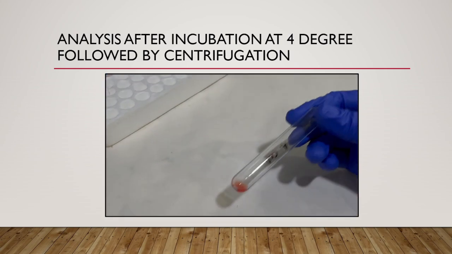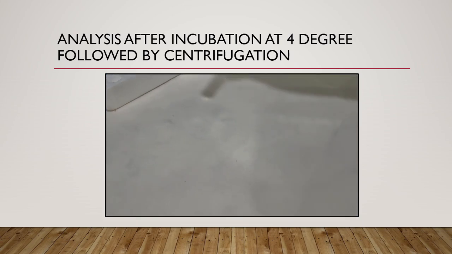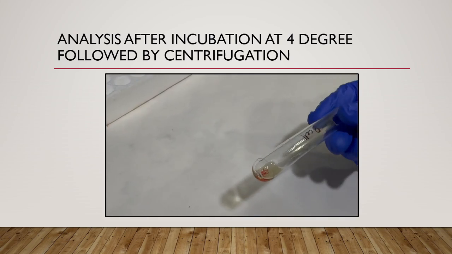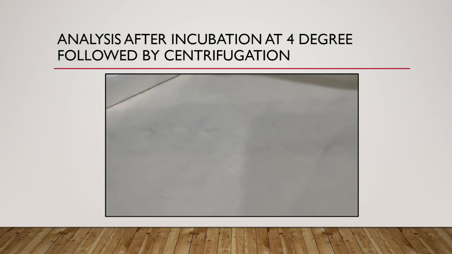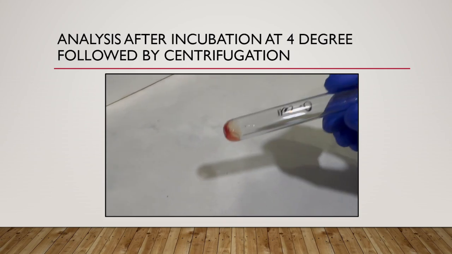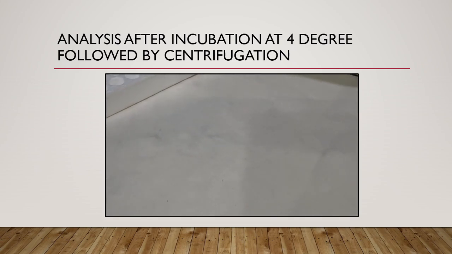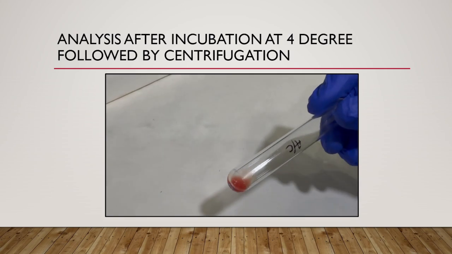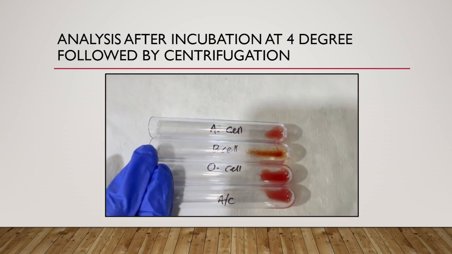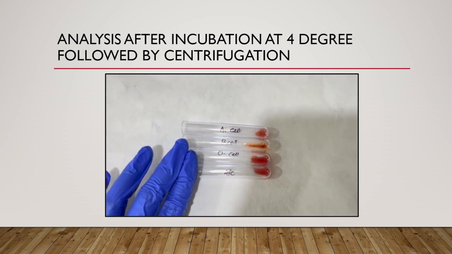Coming to reverse grouping, there is no reaction in A cell. In B cell, after gently shaking, we can see that a 1 plus agglutination reaction has developed, which was not initially there at room temperature. Coming to O cell, there is no agglutination in O cell, and there is no agglutination in autocontrol tube also. These are the results we have obtained after incubation at 4 degrees Celsius. We can see a 1 plus reaction that has developed in B cell.